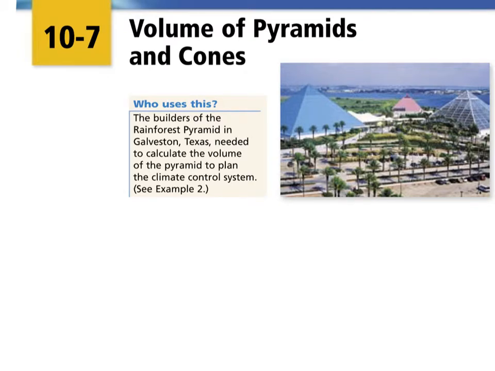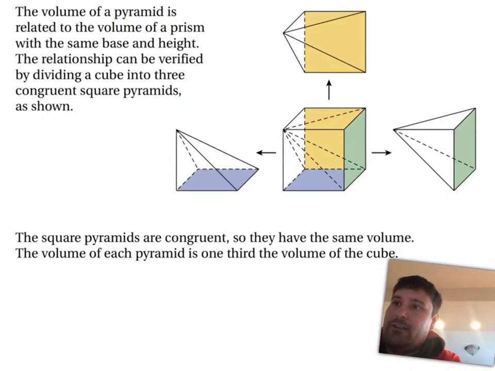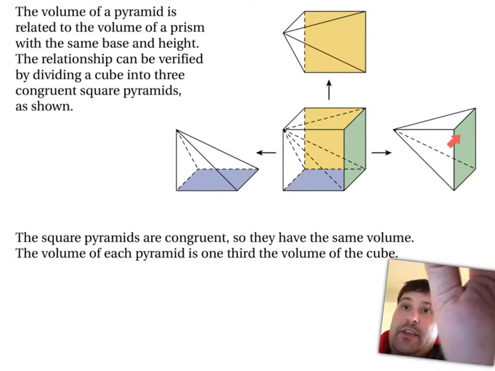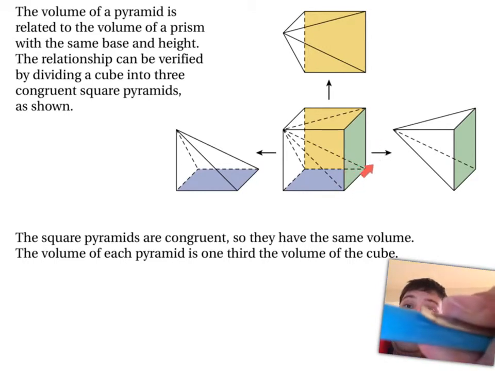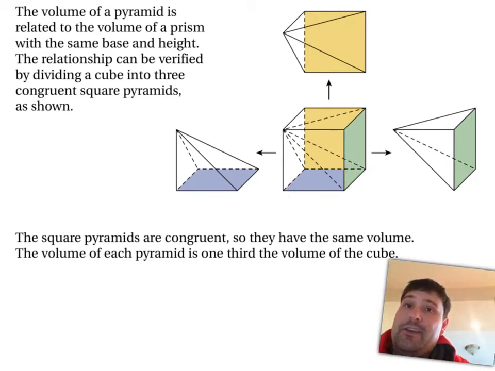All right, in section 10.7, we're going to talk about the volume of pyramids and cones. Now, looking at this problem, I'm going to show you how you can look at a cube or a prism and take it apart to see how it's related to a pyramid. So I want you to look above here at these three shapes. I'm taking this prism right here, and it can be cut up into these three pyramids.